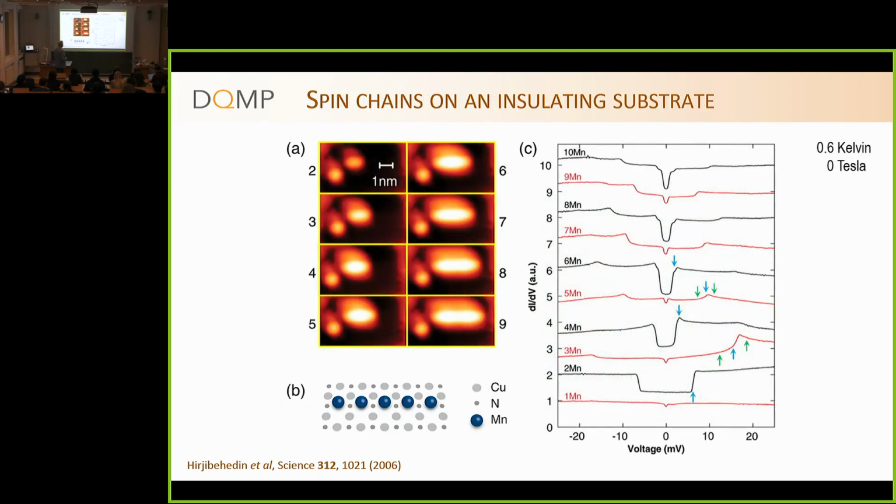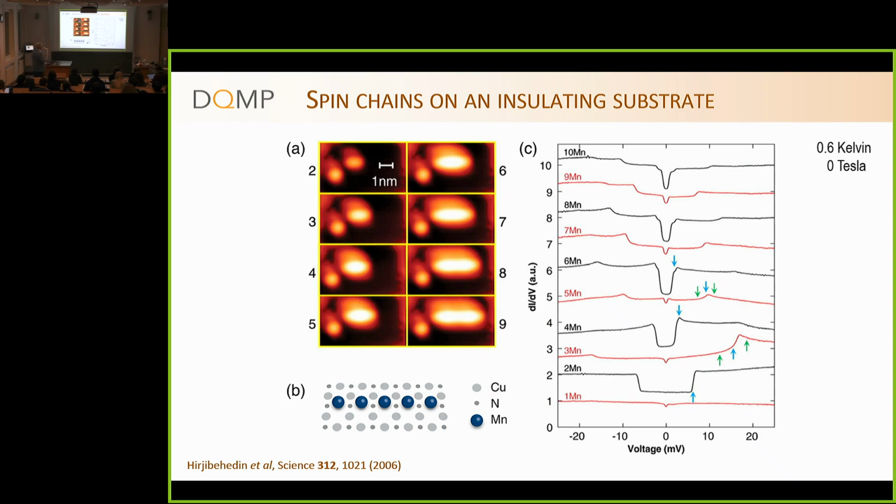I'll probably show a few more examples. Yeah, this is interesting. This is a magnetic or a spin chain. These are manganese atoms on a copper nitride surface, which is an insulator. The previous example was on a metal. And here they see very striking effects depending on the odd or even number of magnetic ions.